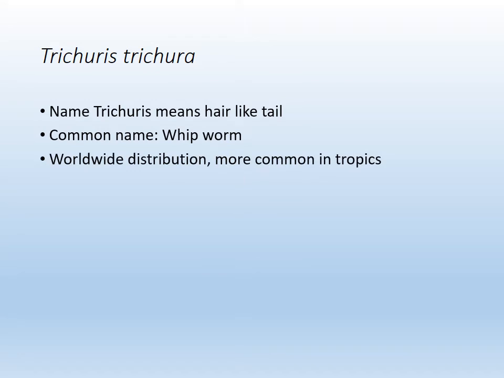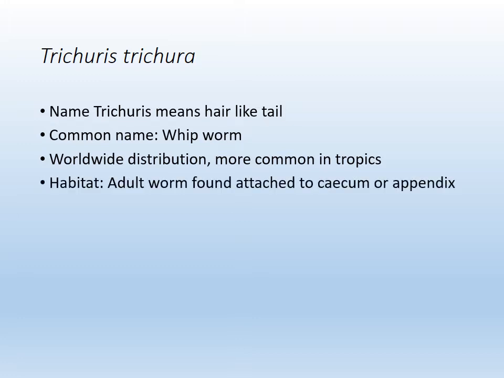If we look at the distribution of this worm, it is very common in the tropics. The Indian subcontinent, Africa, and South America are the areas where you will find the worm burden significantly high compared to the rest of the world. As for habitat, the adult worm is found attached to the large intestine, the cecum and appendix.